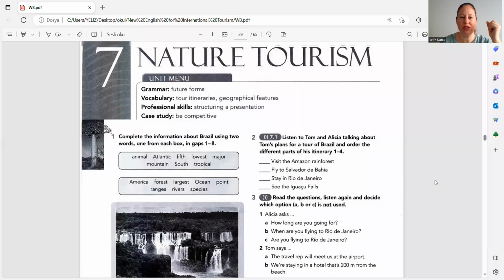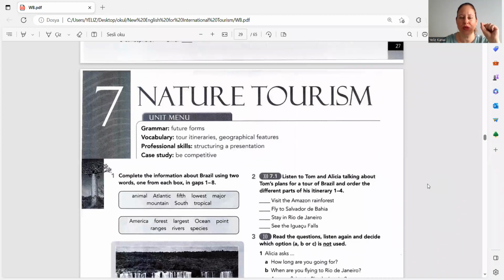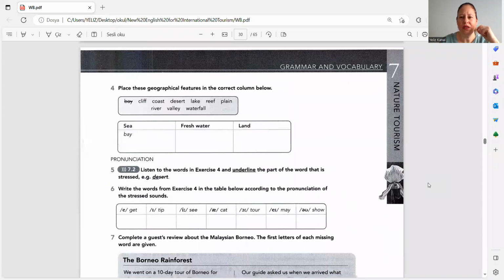Workbook'ta biraz geriye dönmüştük, birkaç ünite geri ve tekrar olması için birkaç ünite önceden başlamıştım. Hatırlarsanız oradan, kaldığımız yerden devam edeceğim arkadaşlar. Evet, şimdi bu sayfayı bitirmiştik hatırlarsanız, 7. ünite Nature Turizm'e döndük ve buraları tekrar ediyoruz şimdi. Evet, ikinci sayfaya geldik.